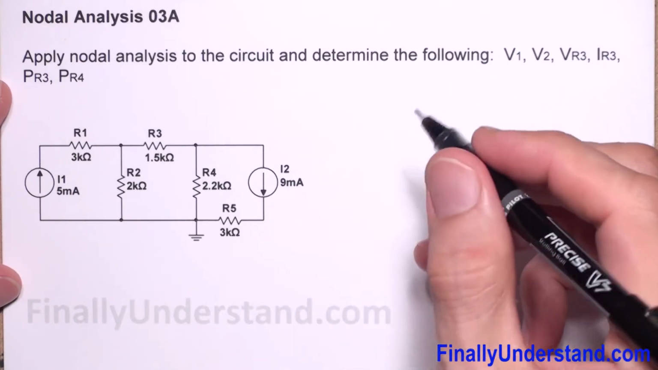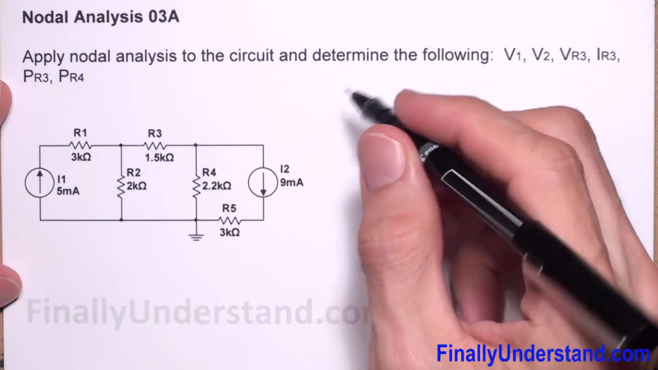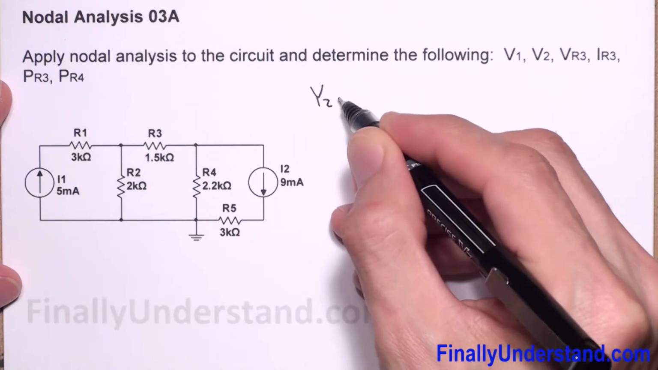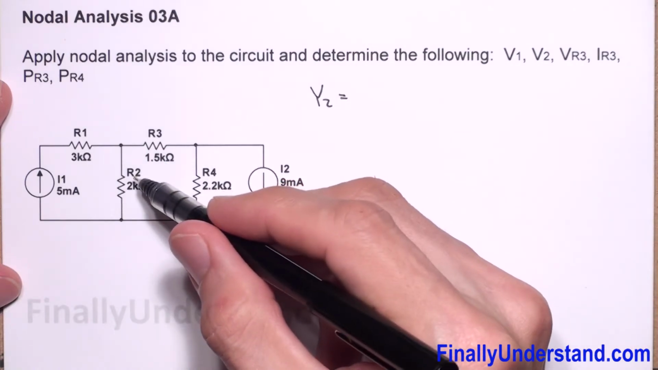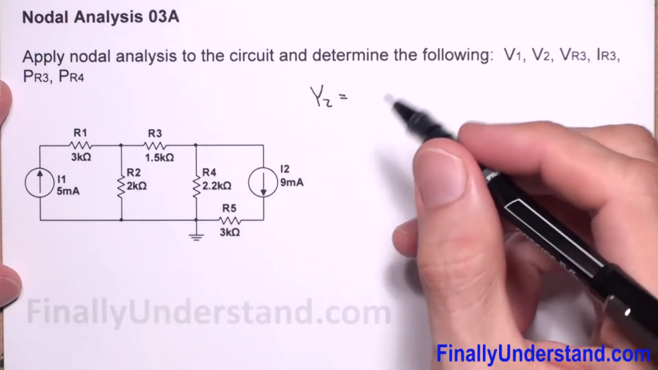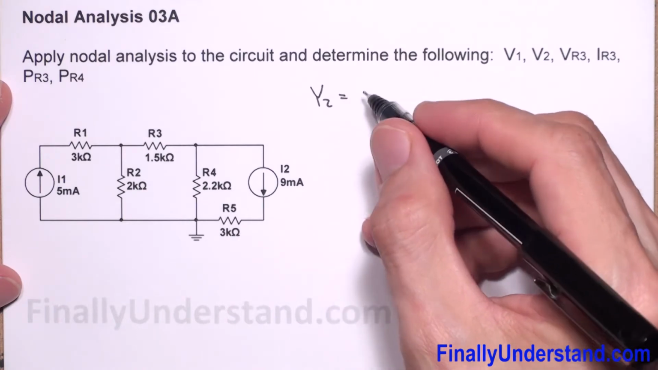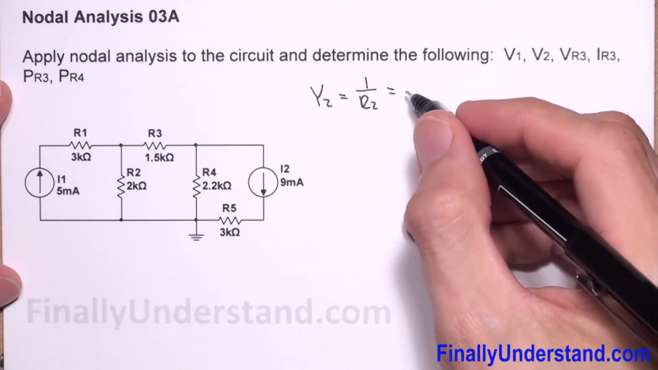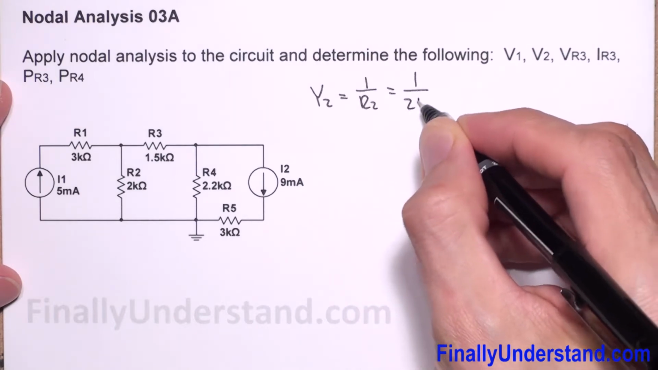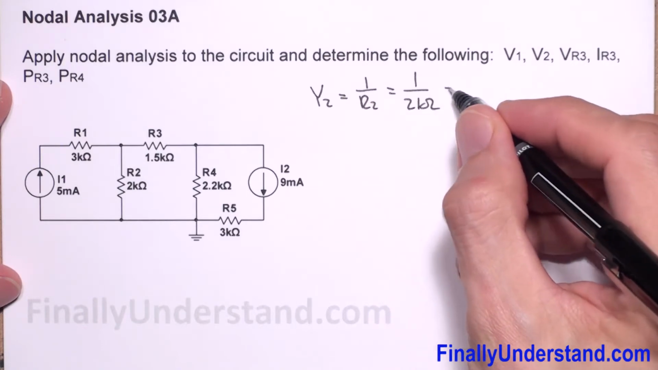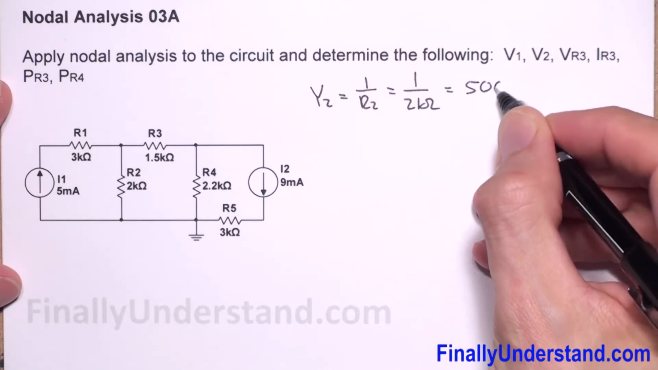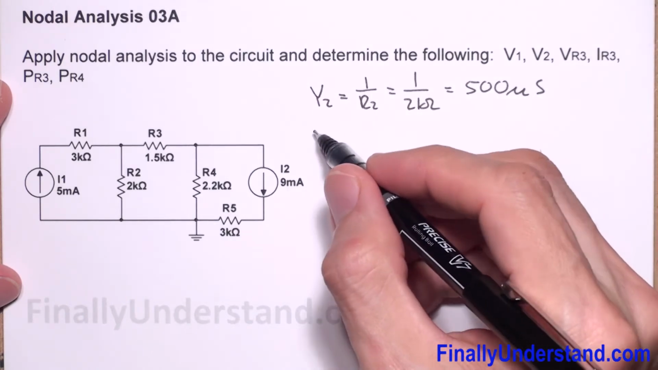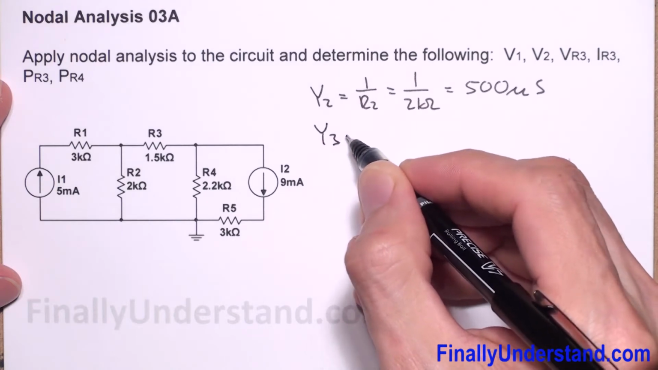Again, I'm going to use the letter Y to do so. So I have Y2, because I'm going to find the conductance of resistor R2. Y2 is equal to 1 over R2, which is equal to 1 divided by 2 kilo ohms, which is equal to 500 microsiemens.